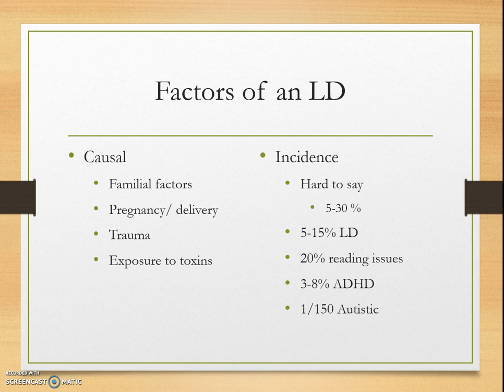Our best estimate is that 5 to 30% of people have some sort of disability, with 5 to 15% being a learning disability. 20% of all people have reading issues, with 3 to 8% of students being diagnosed with ADHD, and 1 in 150 being diagnosed as autistic.